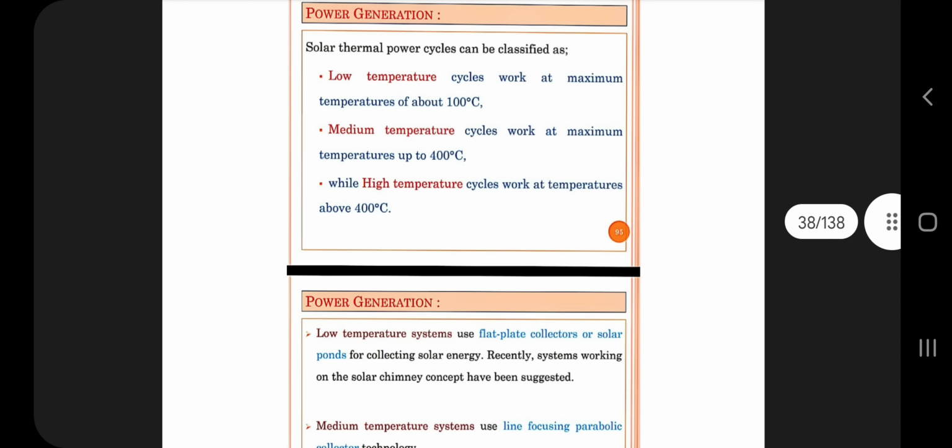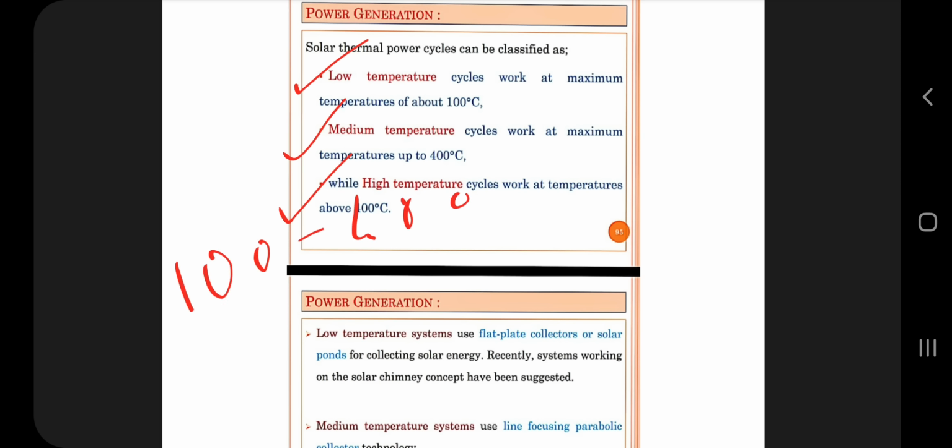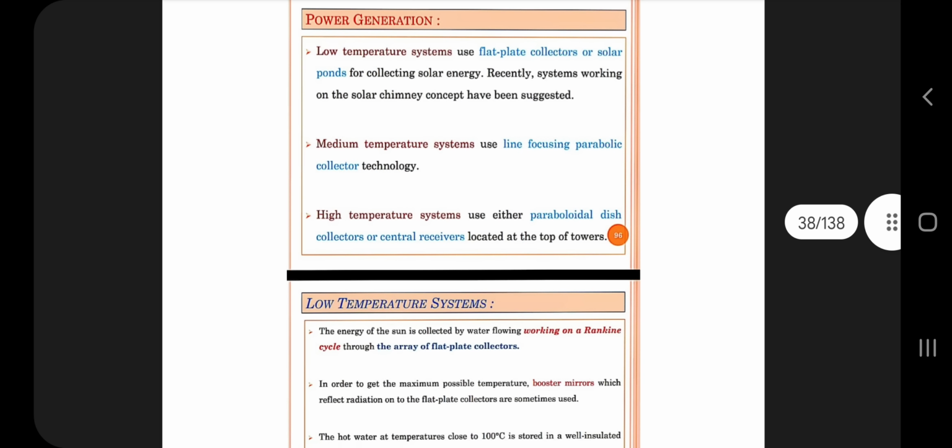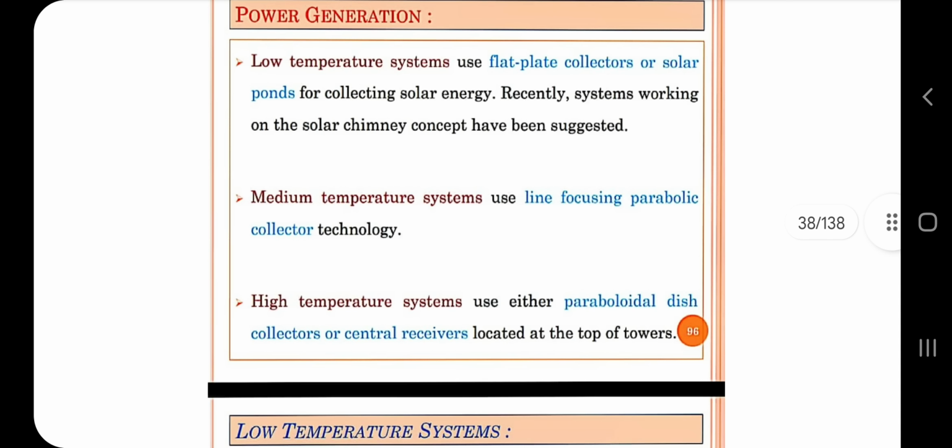Remember these 4 steps, and detailed information can be found here. Okay, so you can also add extra information like low temperature thermal power cycle, medium temperature, high temperature. These vary between 100 and 400 degrees Celsius. One key point you got. And they are different, they use different instruments and they are located at different positions.